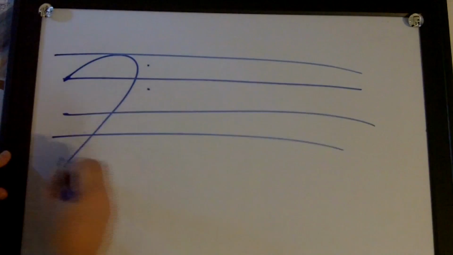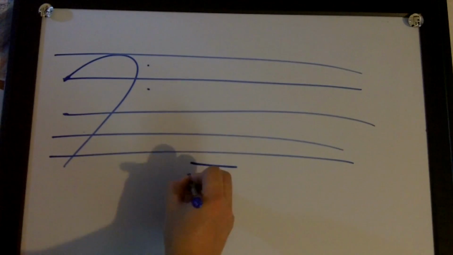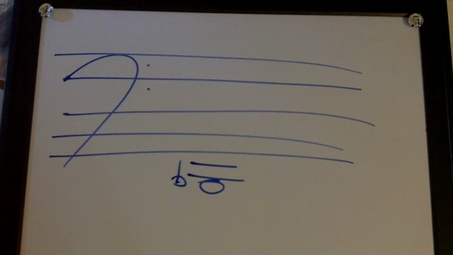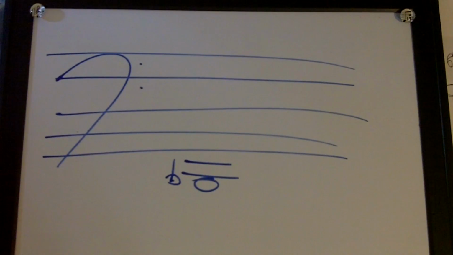Now, for me, ledger lines have been in my training since the very beginning. The third note that I learned was this one, which is B flat. The third note for tuba, B flat. Very, very common. We deal with ledger lines all the time.